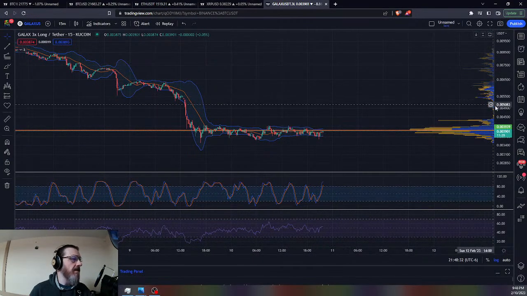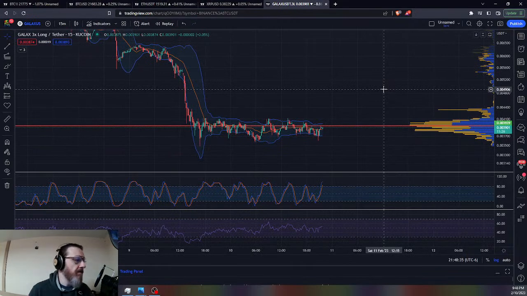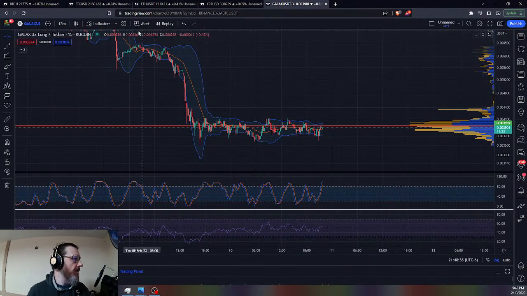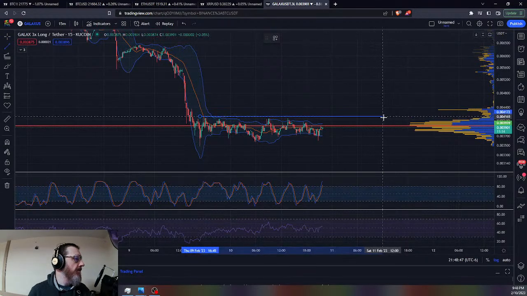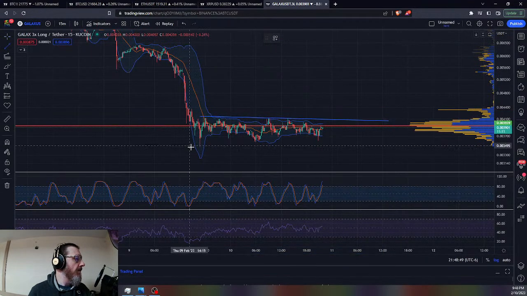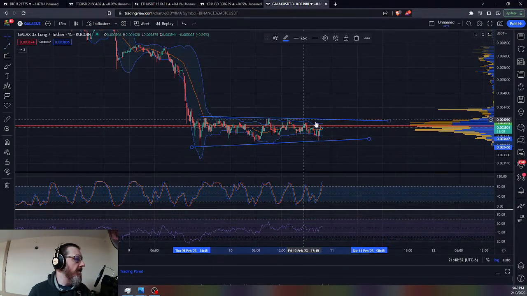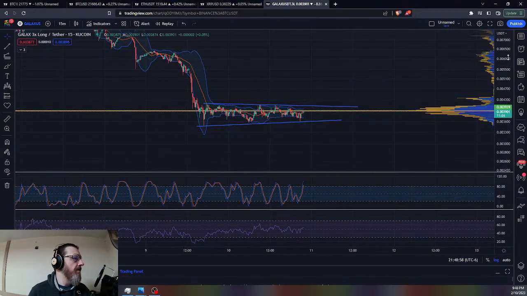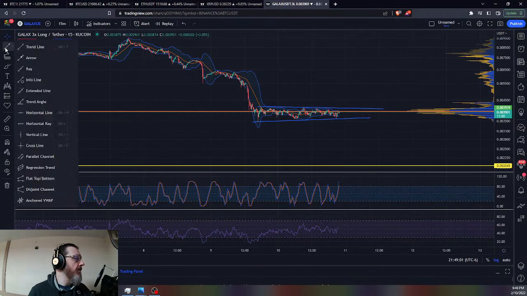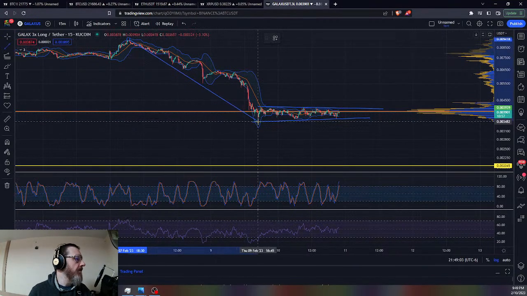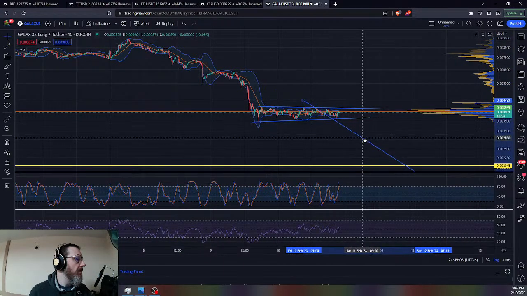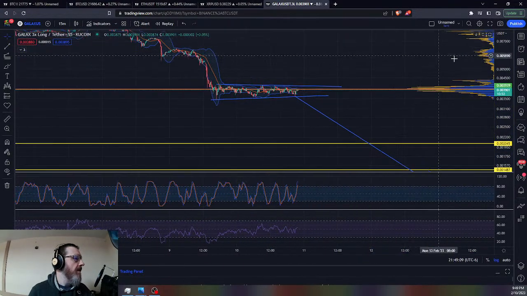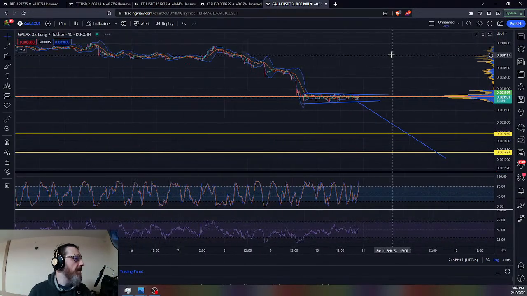There it is. So this is the 3X long token on KuCoin. I don't know if you played with these or not, Dan. It's a safer form of leverage. It's like a leveraged ETF. So you can see the same flat price action, where you've got this consolidation, and it's basically a symmetrical triangle. Typically when you see a symmetrical triangle come after a down move, it's going to create another down move. Okay, so that could totally happen there.